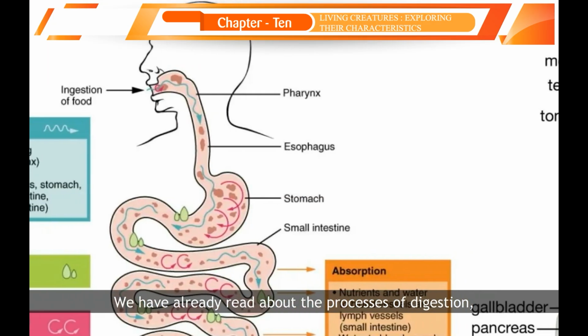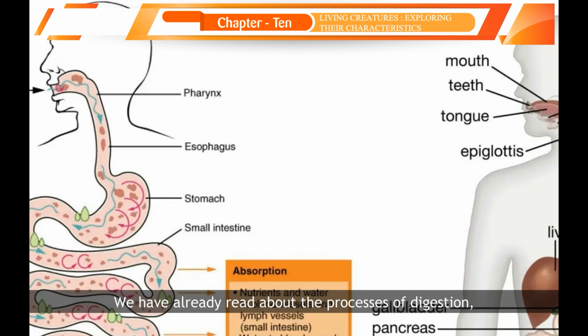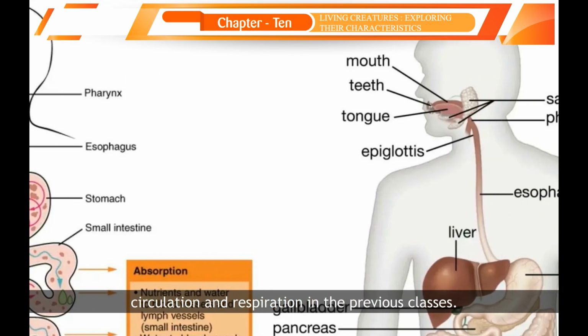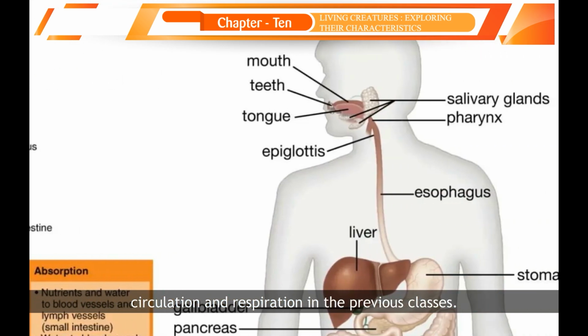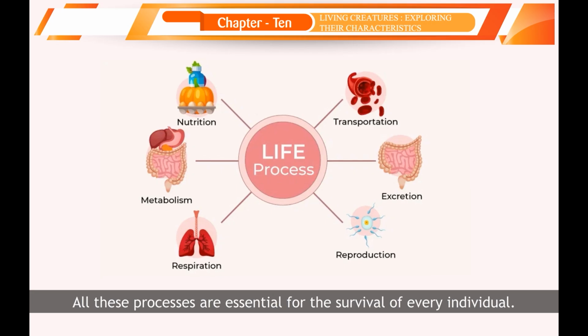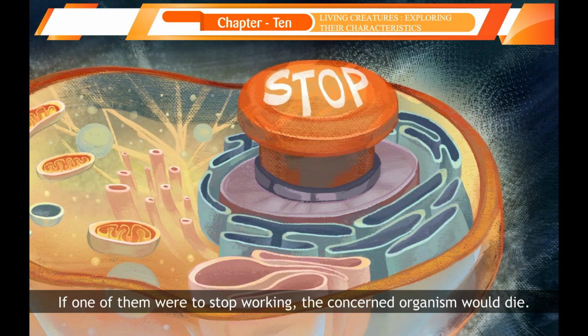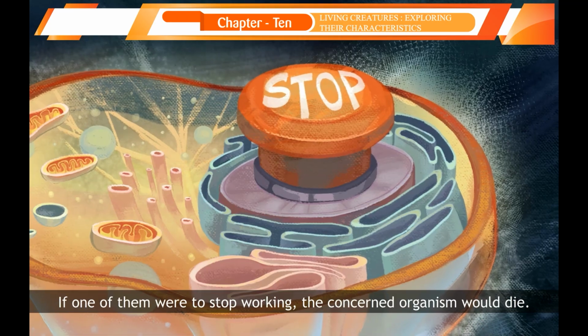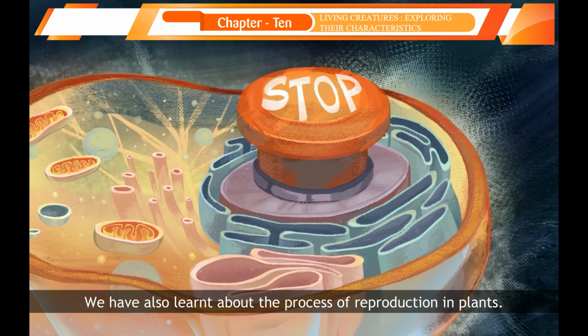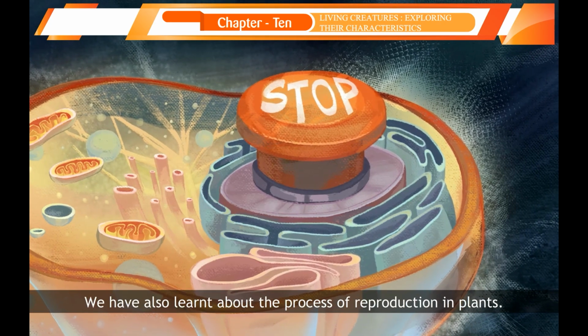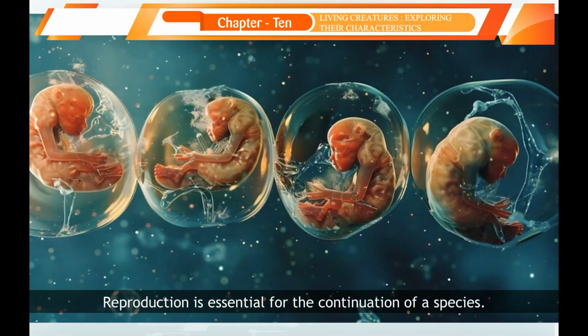We have already read about the processes of digestion, circulation, and respiration in the previous classes. All these processes are essential for the survival of every individual. If one of them were to stop working, the concerned organism would die. We have also learnt about the process of reproduction in plants.